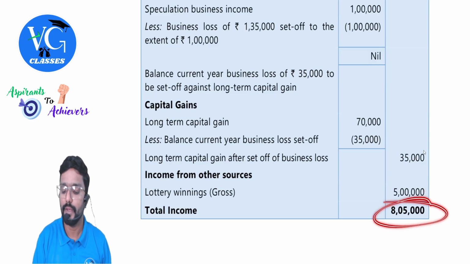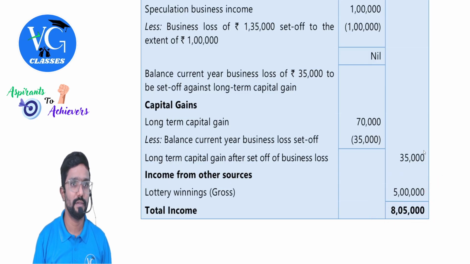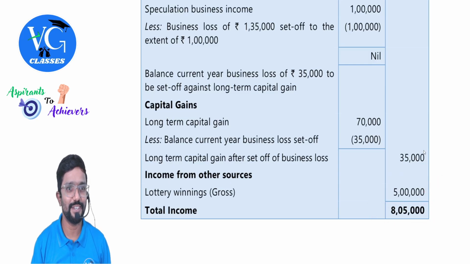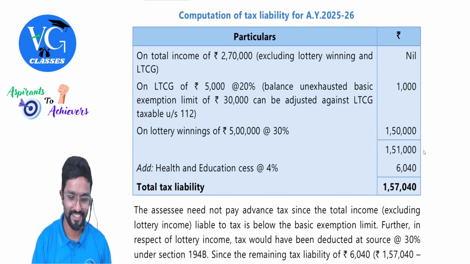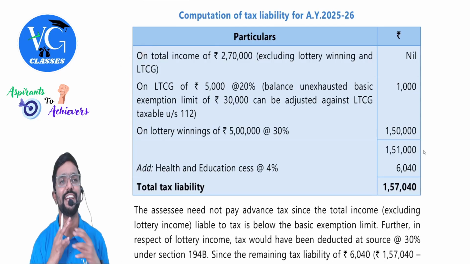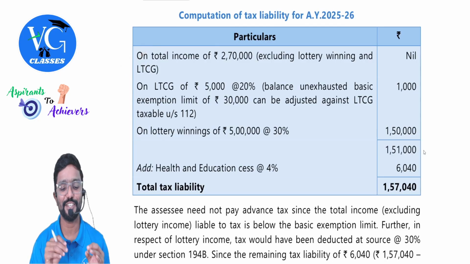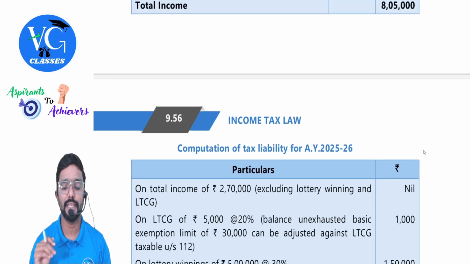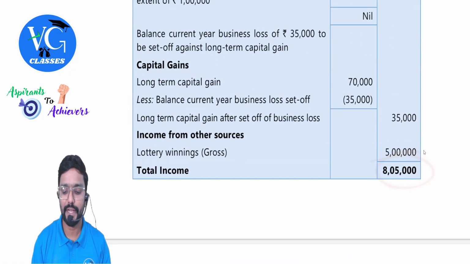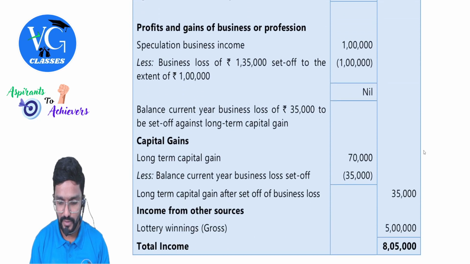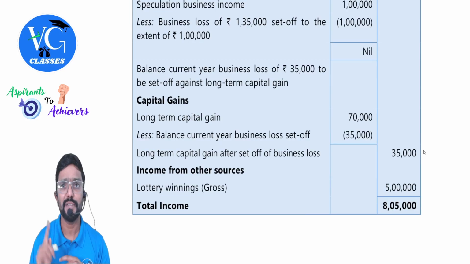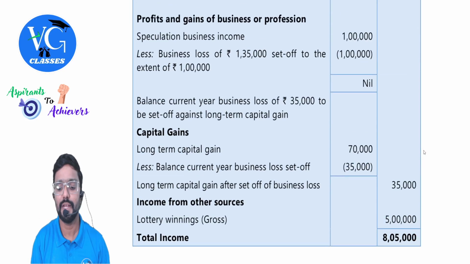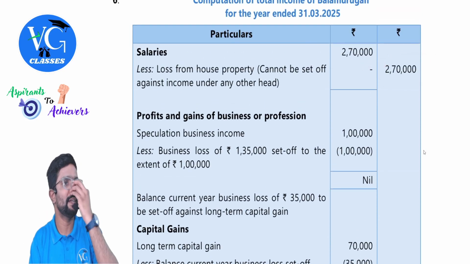So what is the total income? 8 lakh 5,000. Tax calculation on total income. First, guys, in 8 lakh 5,000, take a breakup. How much is special? 35 also special, 5 also special. Correct. Now, special rates taxable, whereas normal income is 270.